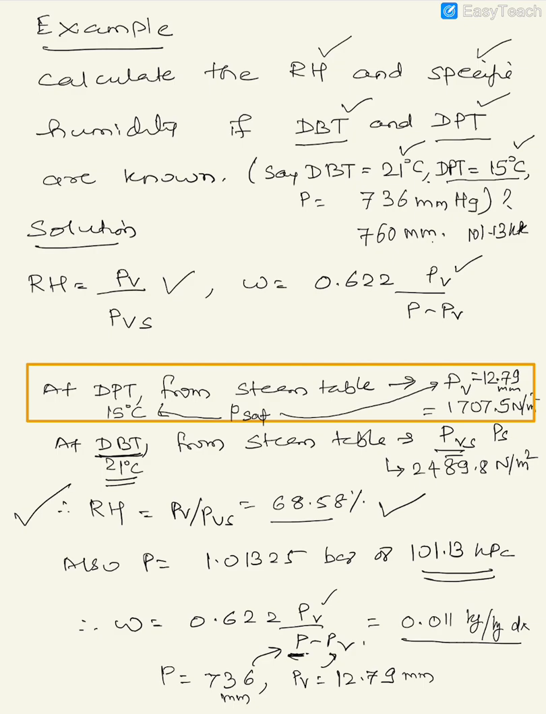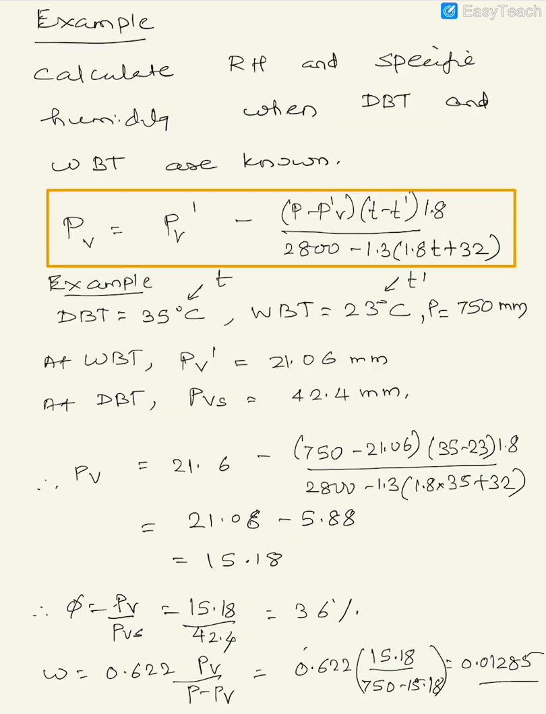The third type of problem is when your wet bulb temperature is given and dry bulb temperature is given. Dew point temperature is not given. So in that case, we use this equation, which is called Carrier's equation. And in this Carrier's equation, we substitute the value of PV dash.